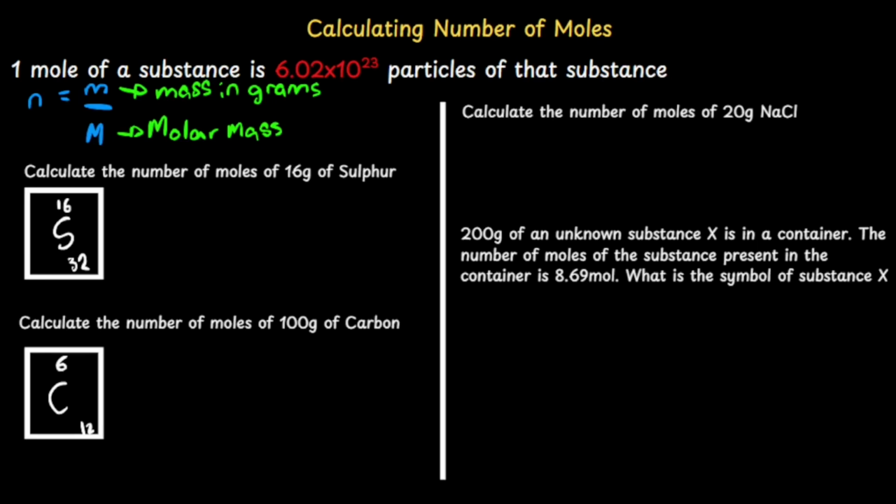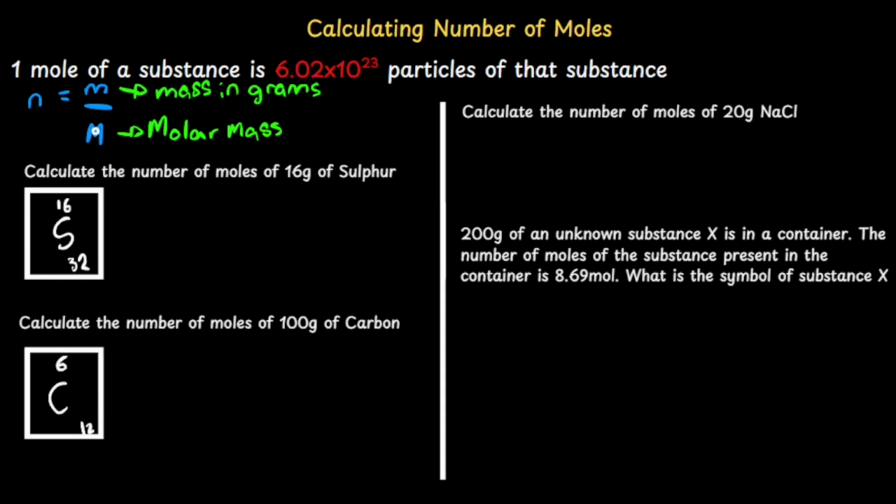Now, in order to calculate number of moles, we have a simple formula that we use, and that is the number of moles of any substance is equal to the mass of the substance in grams divided by the molar mass of the substance. Now, in the introductory video, I taught you guys how to calculate molar mass, and when it comes to mass in grams, that will either be given to you or you will need to find it.